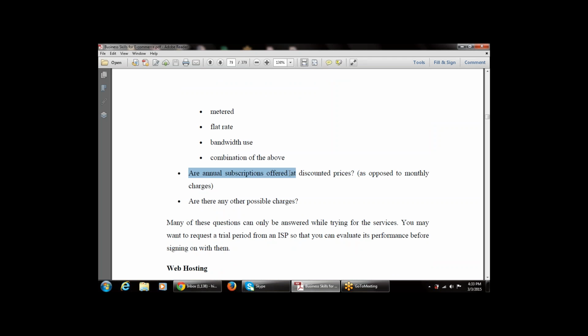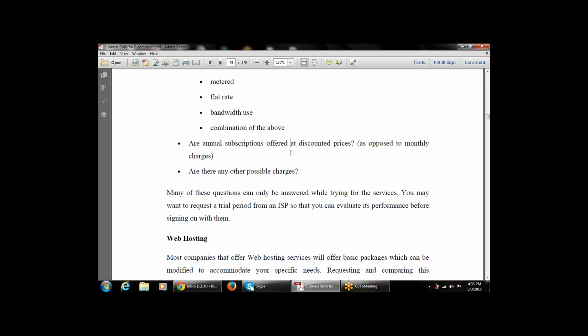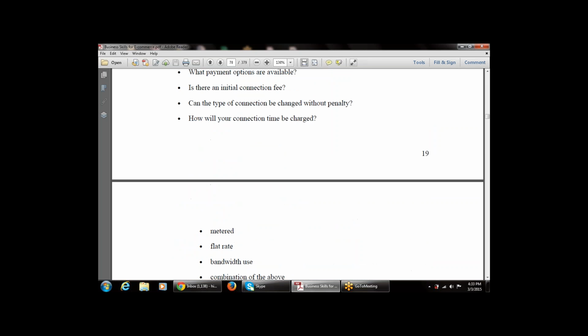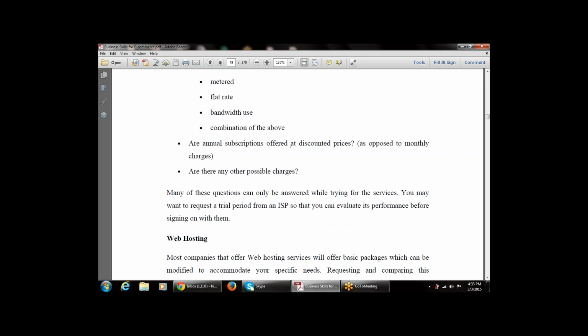And these are the general questions that are also included in the cost: is there an annual subscription offer at discounted prices or not, or are there any other possible charges for the cost. So many of these questions can only be answered by trying the services. You may want to request a trial period from an ISP so that you can evaluate its performance before signing on with them.